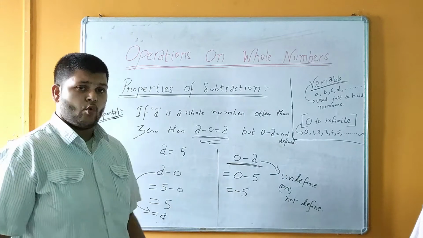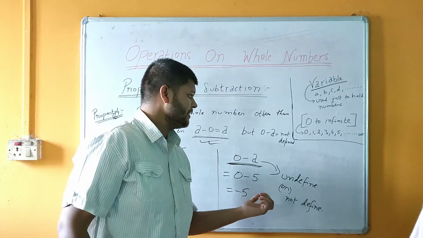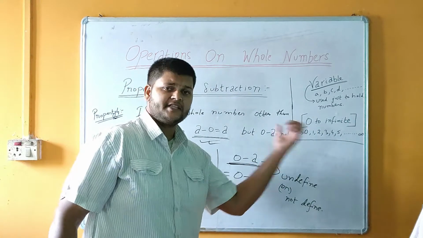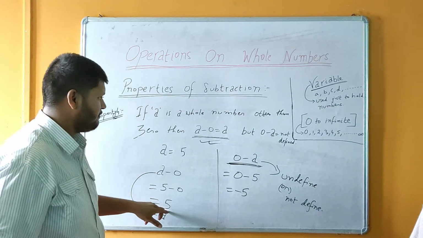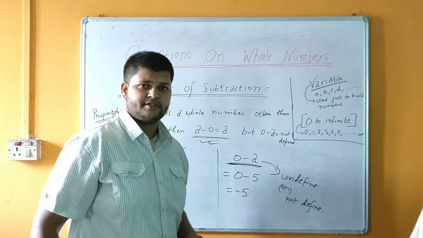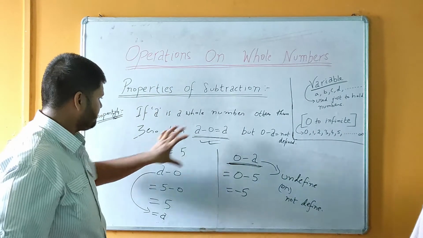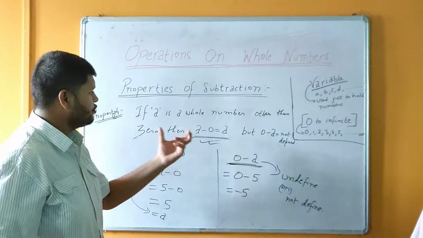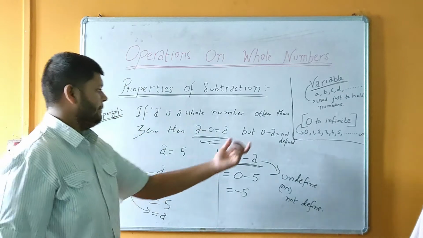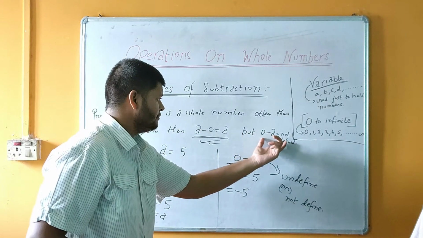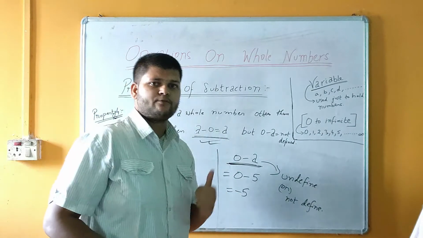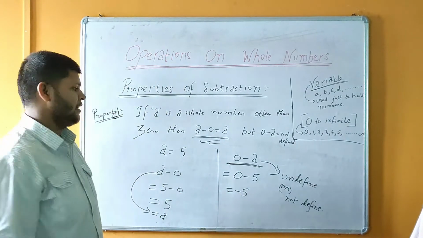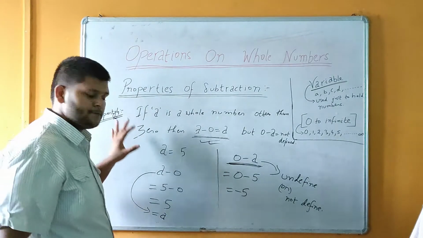Why? Because whatever result you are getting will not lie within this range. But in this case, the result we got, 5, is lying within this range. That means this expression you can perform. But when you try to perform the reverse of this, you cannot do it in case of subtraction on whole numbers. I hope you are clear about this property.